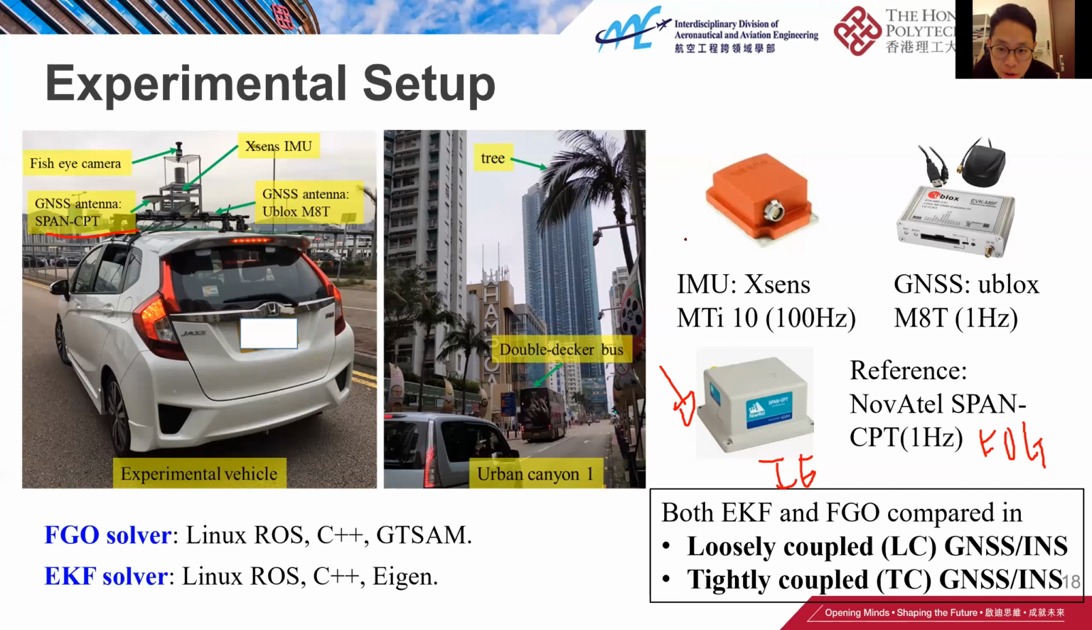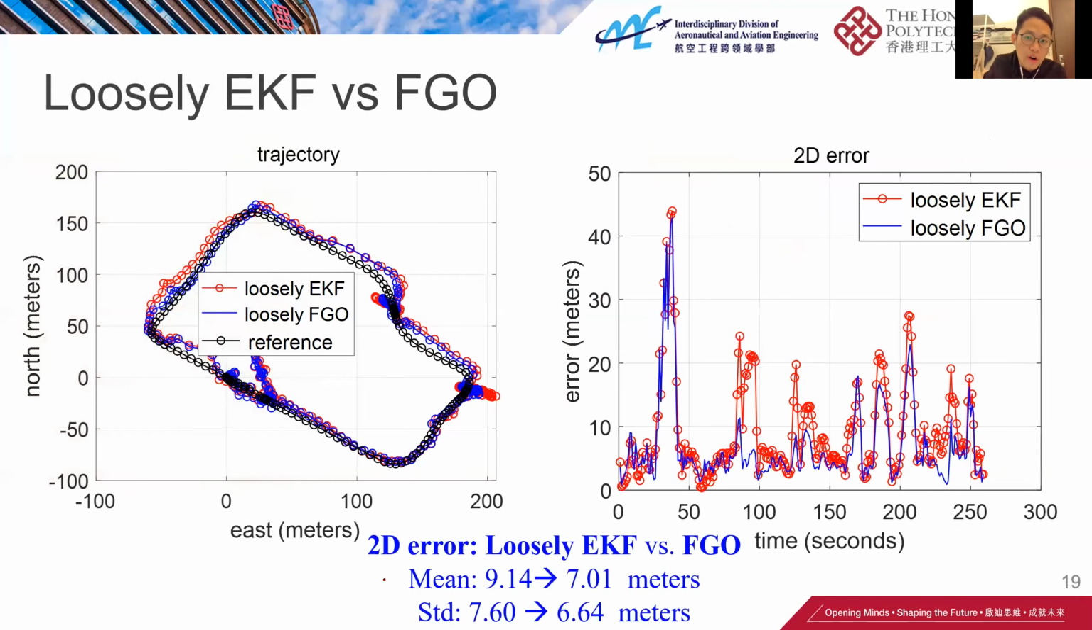And for the IMU, we're using Xsens MTi-10, which is a commercial-level one, and for GNSS, we're using u-blox. I think in this paper, we're using the constellations of GPS and Beidou, because there are lots of Beidou satellites in Hong Kong. Okay, so for FGO, we're using GTSAM. For EKF, we're basically using Eigen. Okay, so let's look at the performance comparison between EKF and FGO using loosely coupled. The blue one is the FGO result, the red one is EKF.